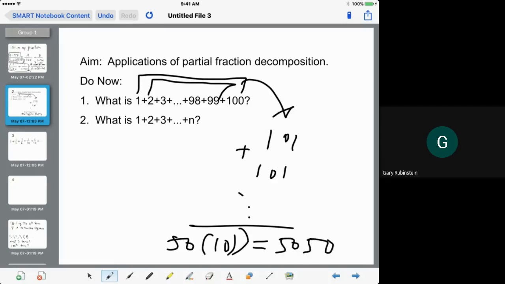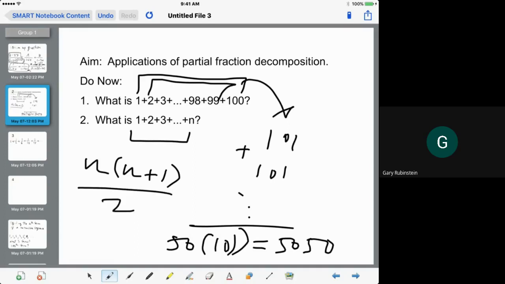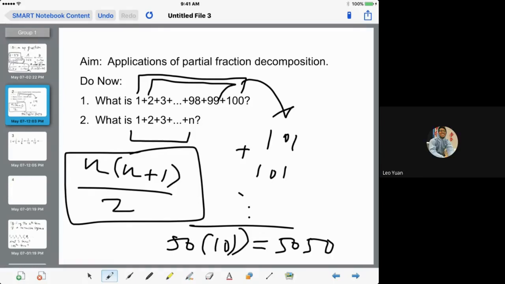In general, the first plus the last term is n plus 1, and the number of terms is n over 2. So this is a formula that will also come in handy. That's a formula that's also going to come in handy today.